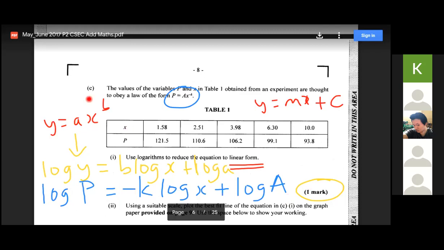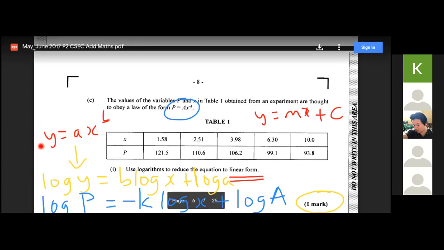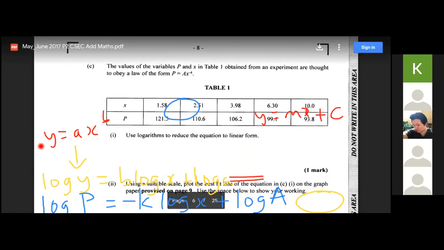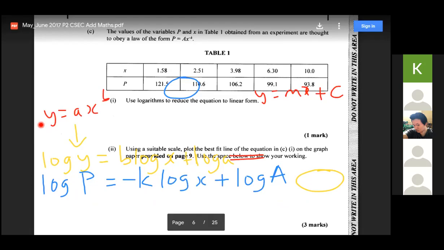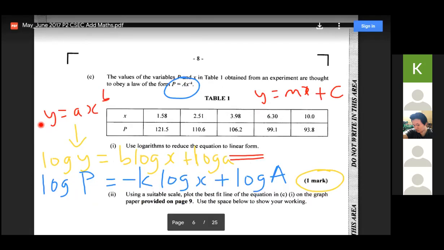B is the power. In this case, minus k is the power, so minus k goes in there. Y becomes log of y, in this case p, so that's log of p. A is capital A, so that becomes log of A. After a while of practicing, it wouldn't be that difficult. Anyways, everybody good with this?